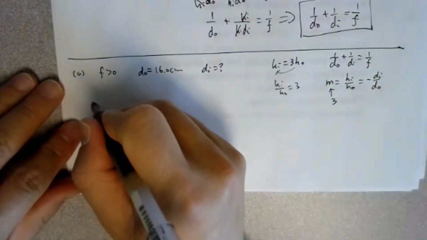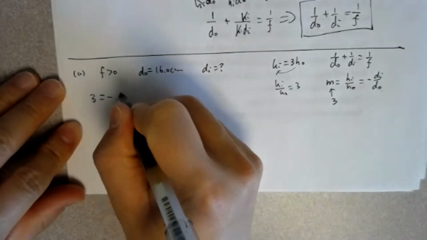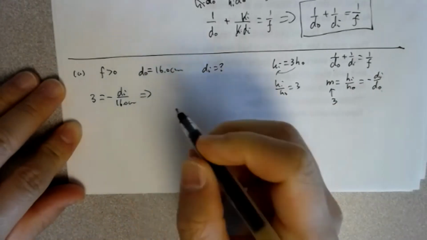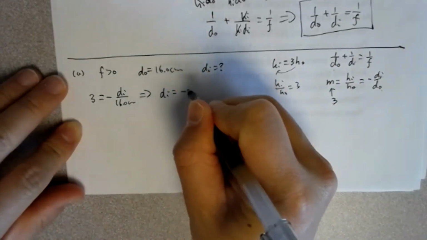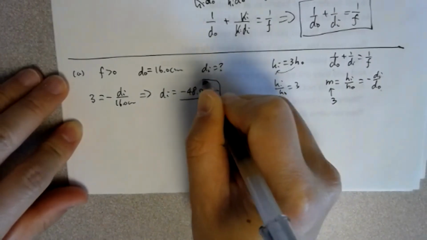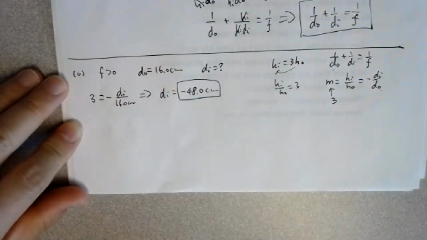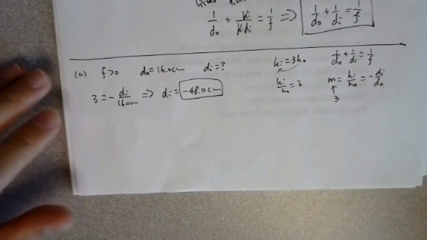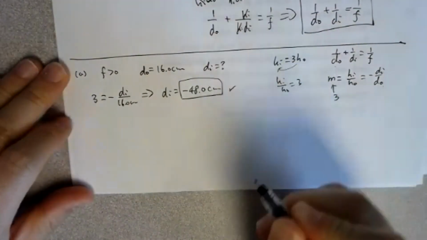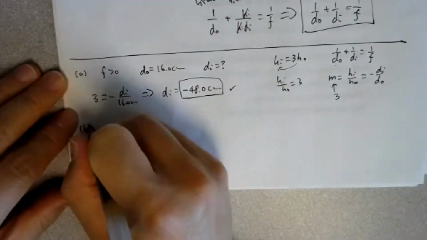So we can set 3 equal to minus DI over 16 centimeters. That tells you DI equals minus 48 centimeters. It's negative, which means it's a virtual image, consistent with the problem. So that's good. We have solved part A.